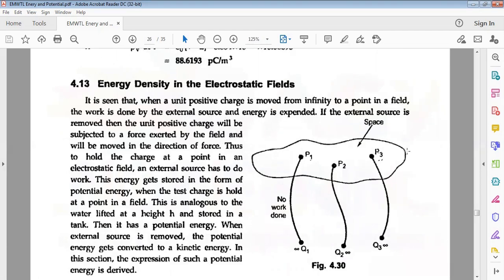Suppose you can assume here the figure is there, a space. First you place a charge Q1 at the point P1. There is no work done here. And another charge Q2 is placed at the point P2, or you can say the test charge.